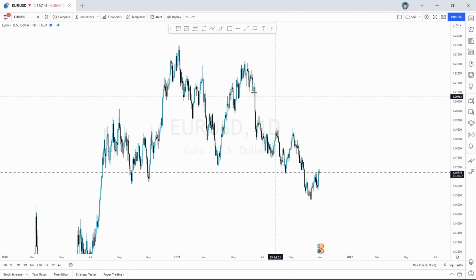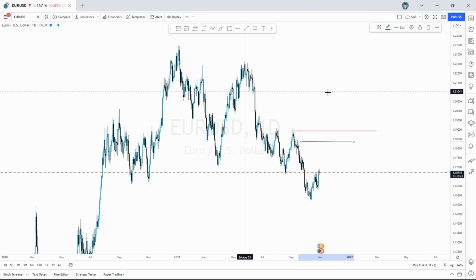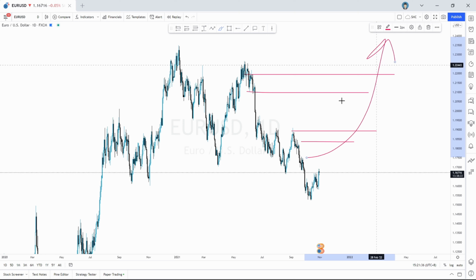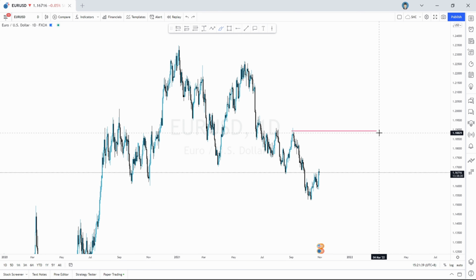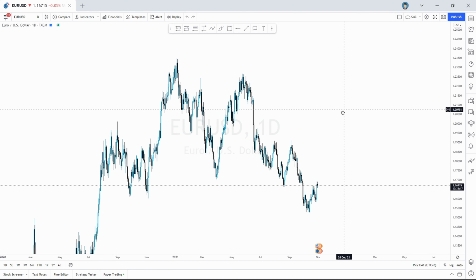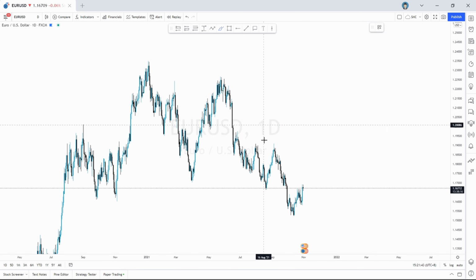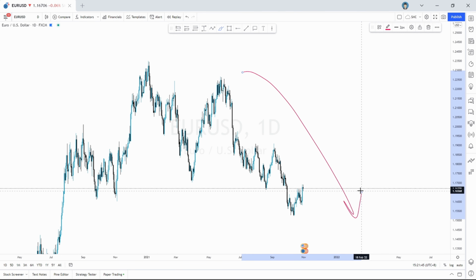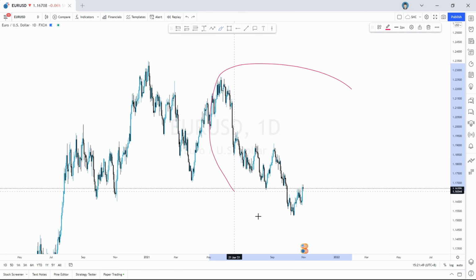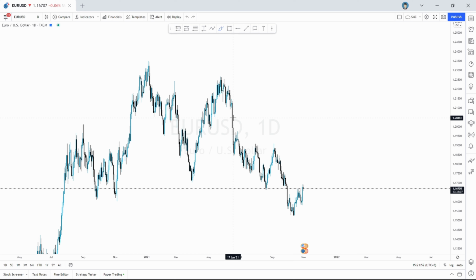Either way, I could be wrong in here. Price could shoot up higher. Again, this is why we risk manage, and this is why we are flexible with our bias. Just because we're overall in a downtrend doesn't mean we can't look for buys. Again, this is just the daily time frame. There are more lower time frames.